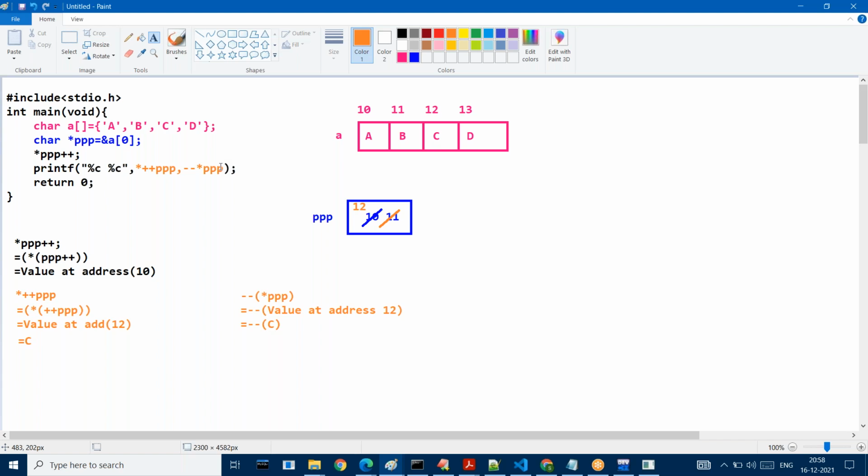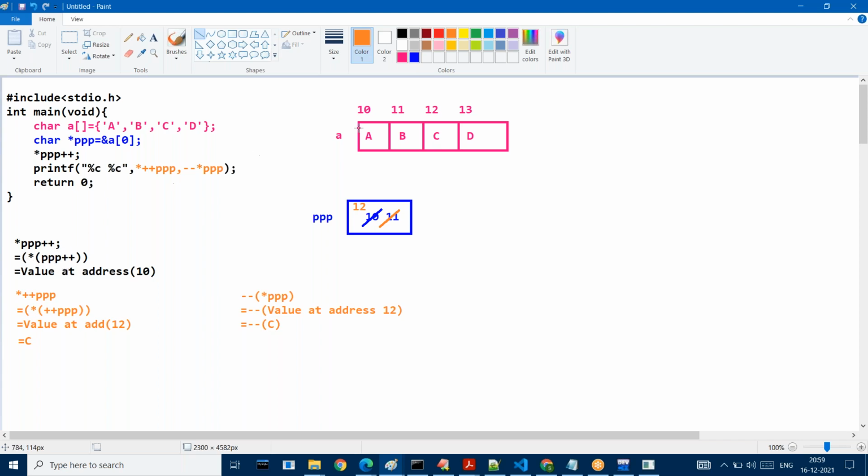Where it got stuck. Okay, let me go one more time. Star PPP plus plus. Here post increment has high precedence. I bracketized it first. Then we have the indirection star. Star means value at address.